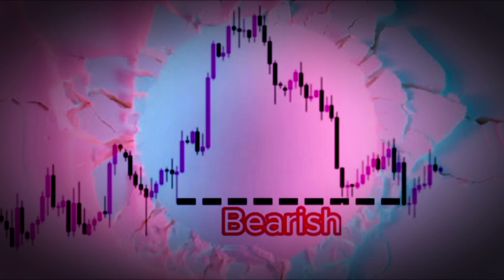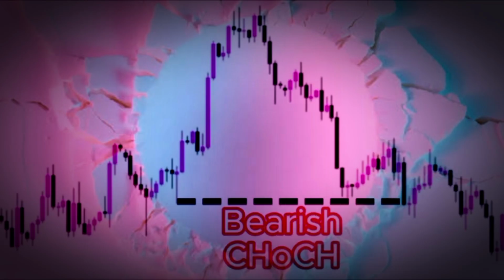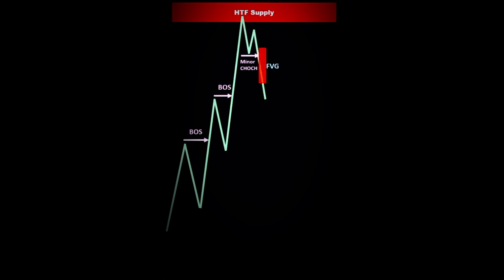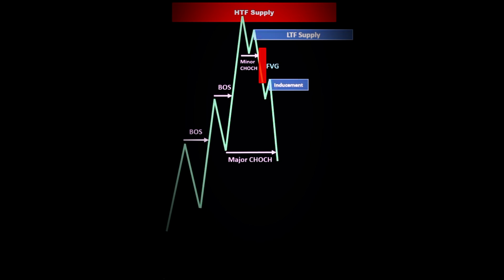Conversely, bearish shift in market structure or change of character happens when the market breaks a higher low to the downside, indicating sellers have entered and a potential reversal. However, a market structure shift alone doesn't confirm a reversal. Additional confirmations are needed, which we'll discuss in this video.